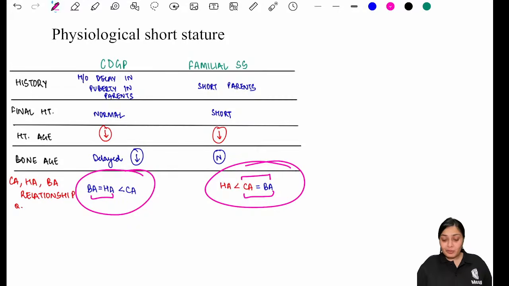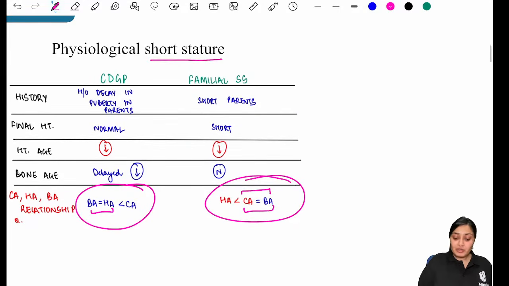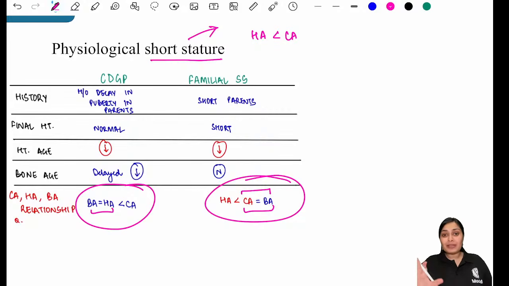Very easy way to remember. Always remember, whenever there is short stature, that means the height of the child is looking less as compared to his age, right? So height age less than chronological age, this is going to be constant. If we talk about familial short stature, the child's bones are growing as per his age, right? So here the bone age will be equivalent to chronological age. This is familial short stature.